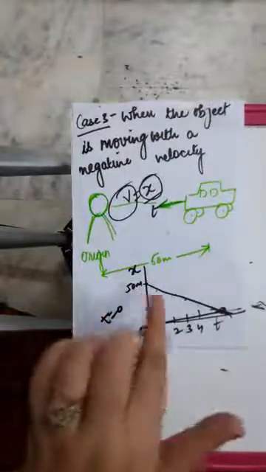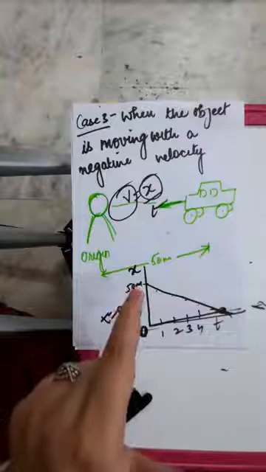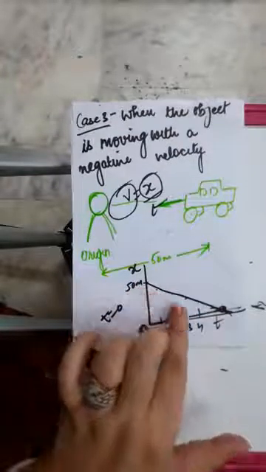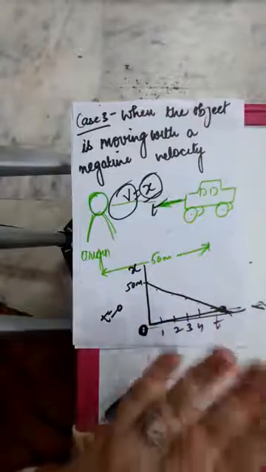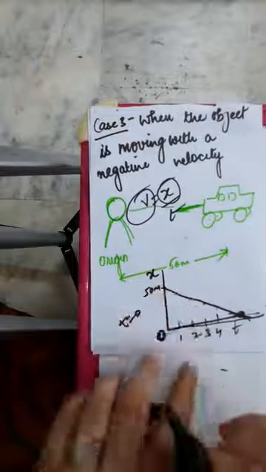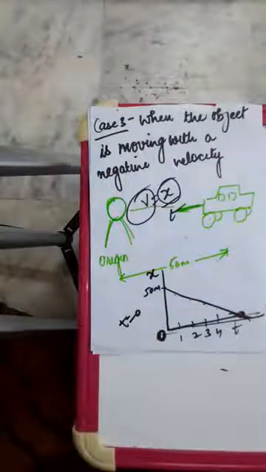So this is a graph when the object is moving along a uniform motion. Of course, there's no doubt about it, but it is moving with a negative velocity, which means the object is advancing towards the origin and then it will cross the origin. So this is case number 3.